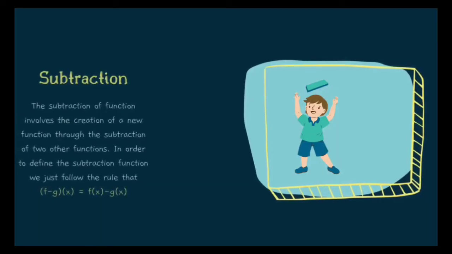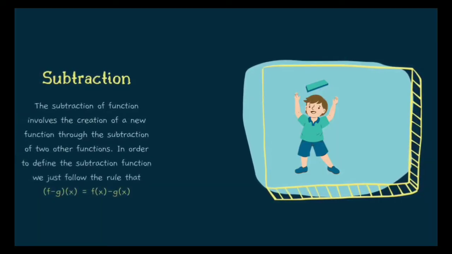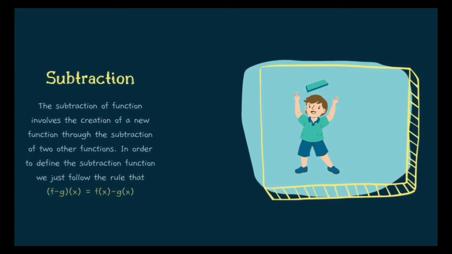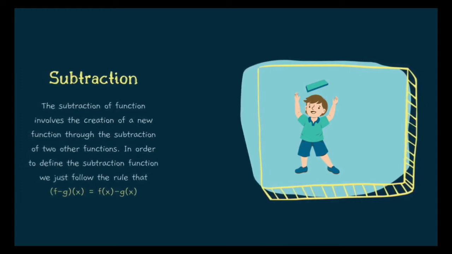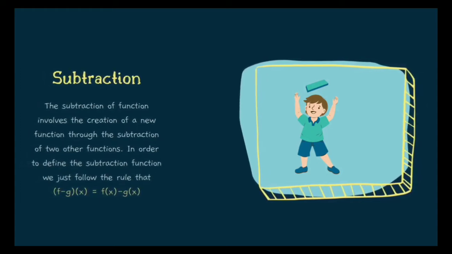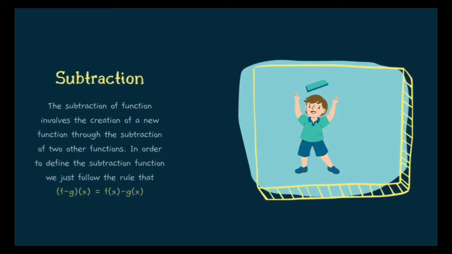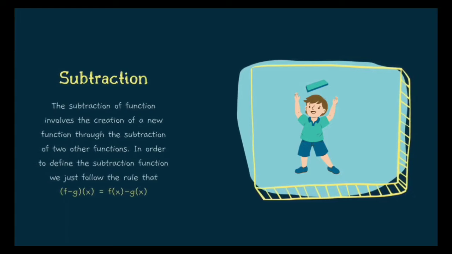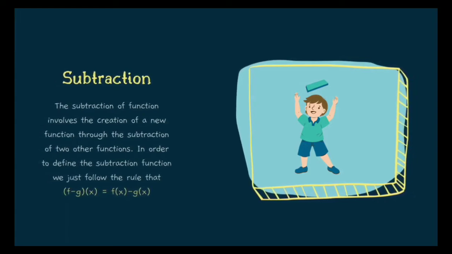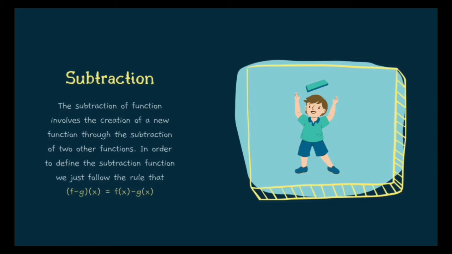The subtraction of functions. The subtraction of function involves the creation of a new function through the subtraction of two other functions. In order to define the subtraction function, we just follow the rule that quantity f minus g of x is equals to f of x minus g of x.